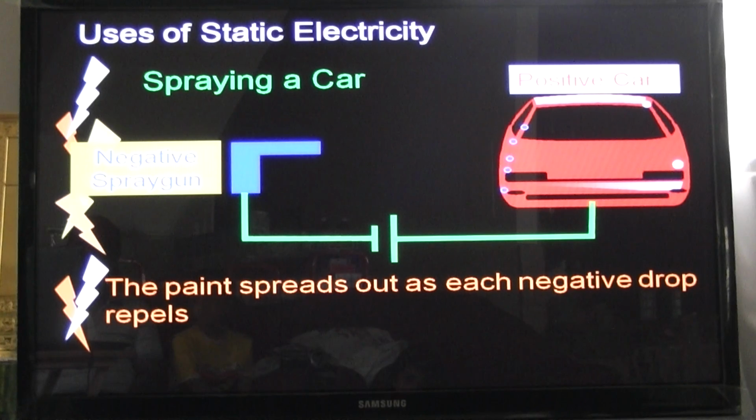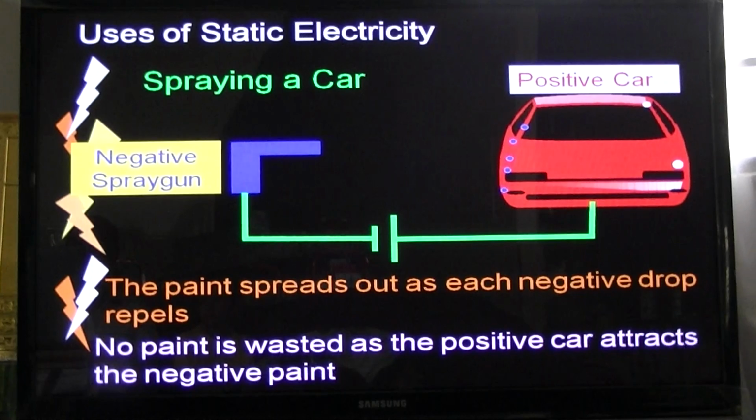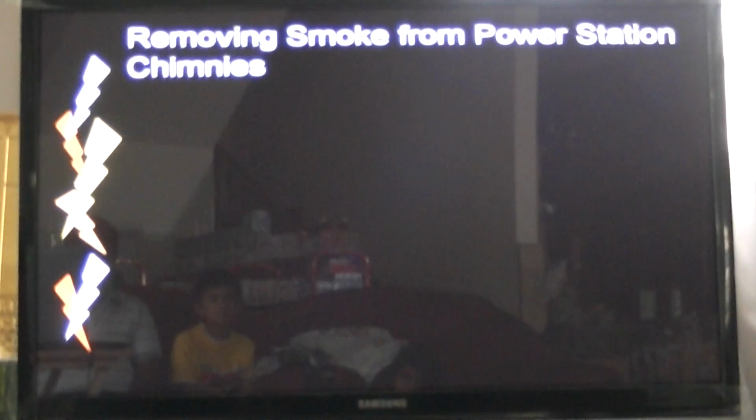The paint spreads out as each negative drop repels. No paint is wasted as the positive car attracts the negative paint. Amazing. Let's look at a different one.